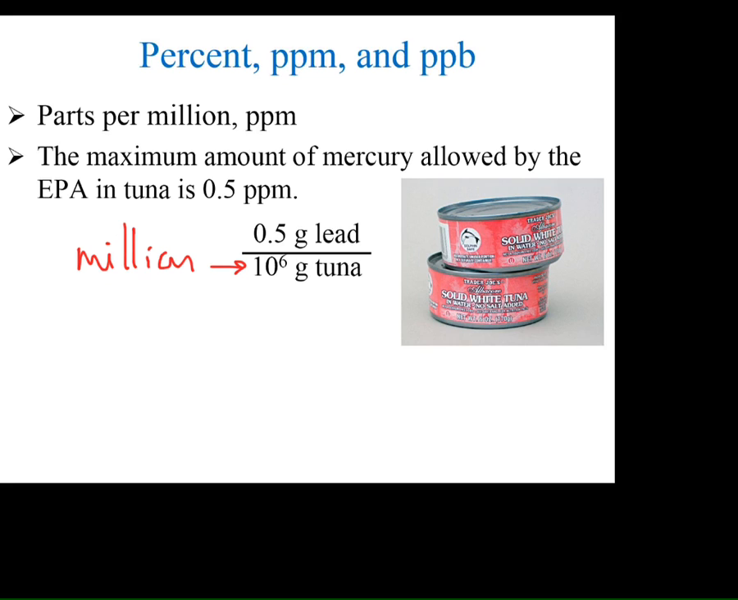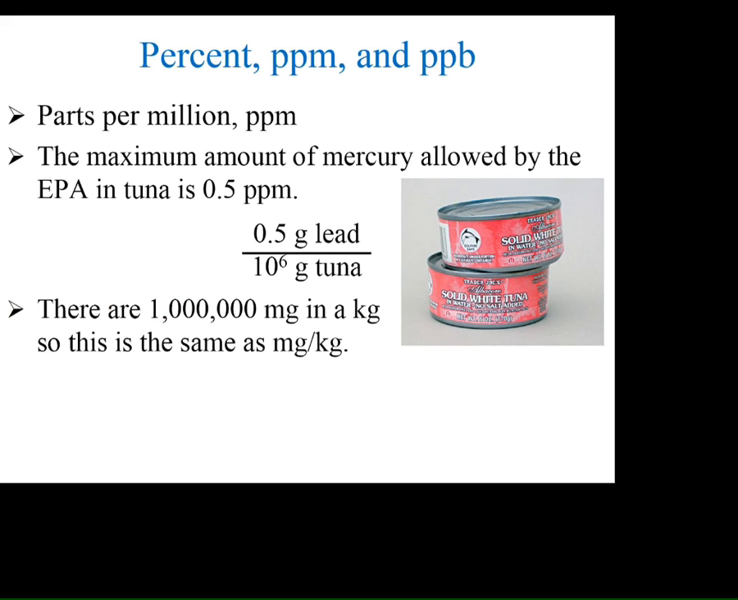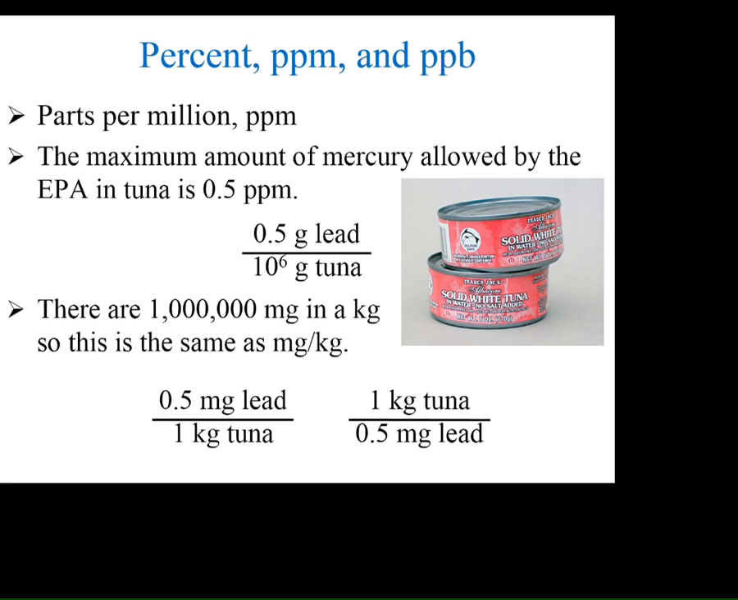Now, one little quick and dirty shortcut, though, sometimes used, especially in health professions, is rather than having to convert from that to, let's say, milligrams or kilograms, they like to say, well, there are also 1,000,000 milligrams in a kilogram. So I could also write this as 0.5 milligrams out of a kilogram. Because these are also a million apart. A milligram and a kilogram are a million apart. So that's another little shorthand way that you'll sometimes see.